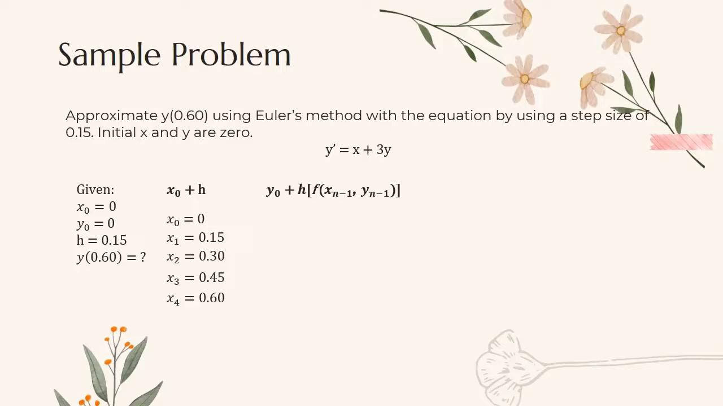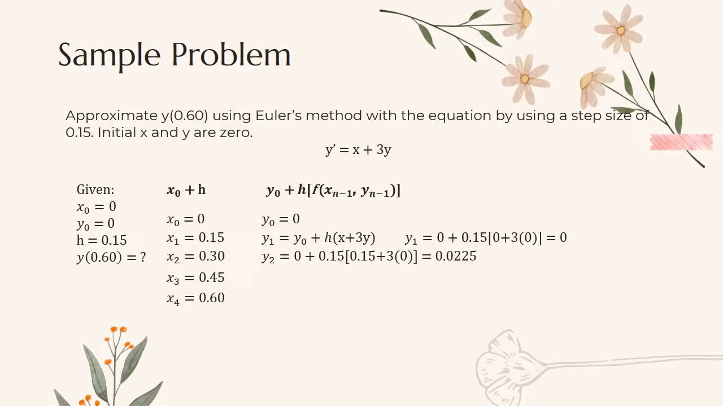So the formula will be y plus h multiplied by the function of x sub n minus 1 and y sub n minus 1. So we start with y sub 0 equal to 0. Next, we have y sub 1 is equal to y sub 0 plus h times x plus 3y. So we're just going to substitute the values of h and x. And by that, y sub 1 is equal to 0. For y sub 2, we're going to substitute the values of y sub 1, the h, and also the x. And by that, y sub 2 is equal to 0.0225.